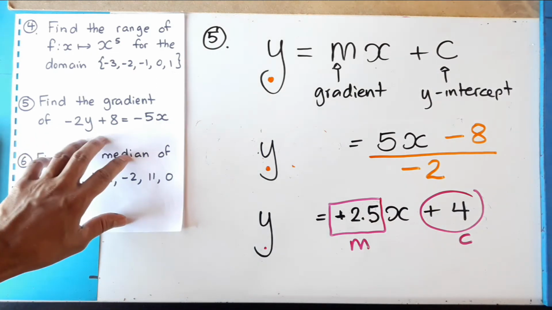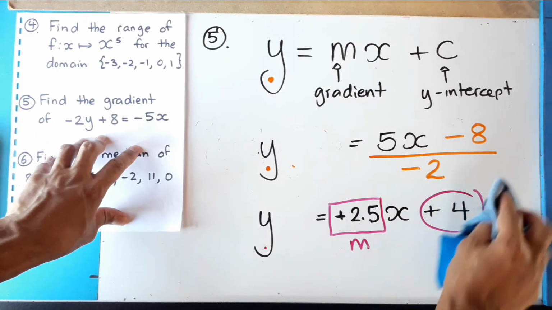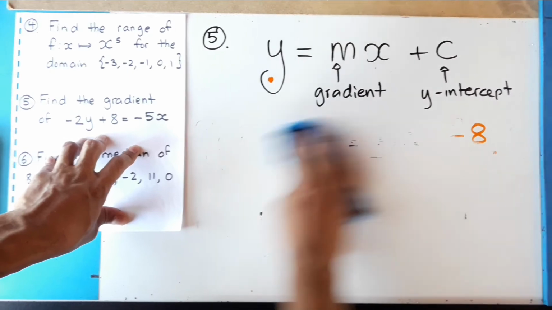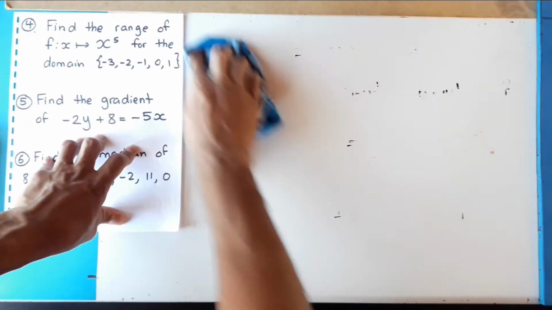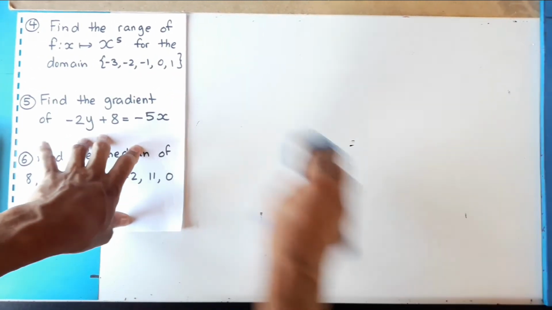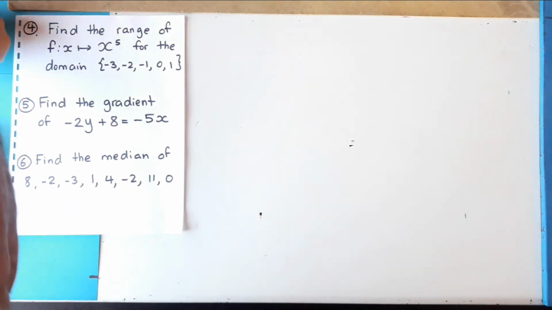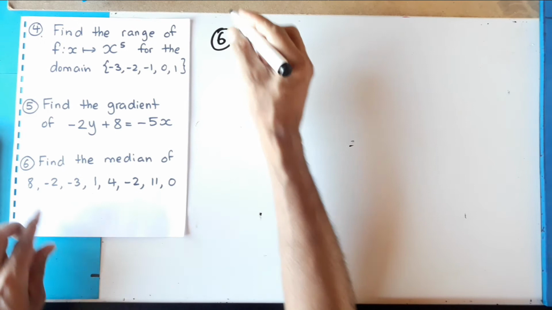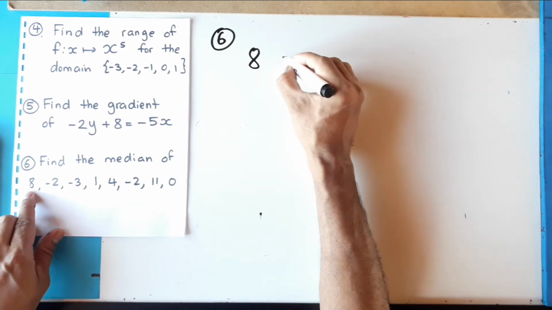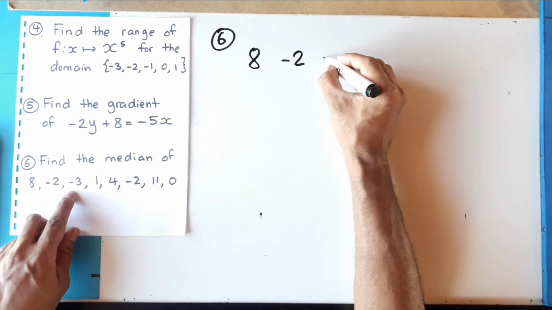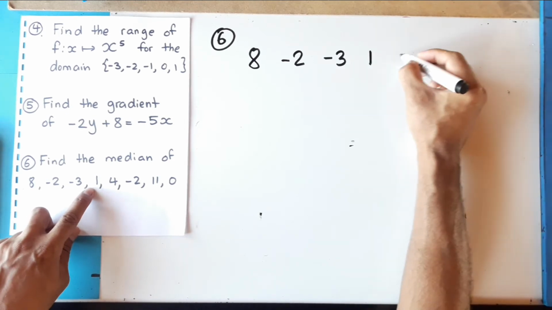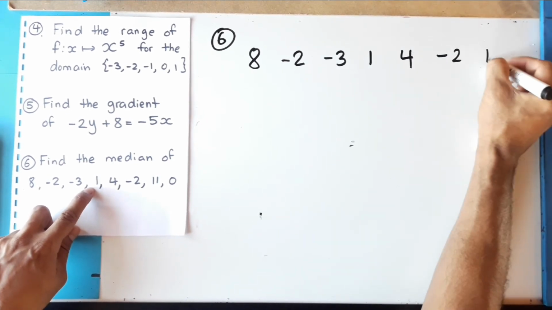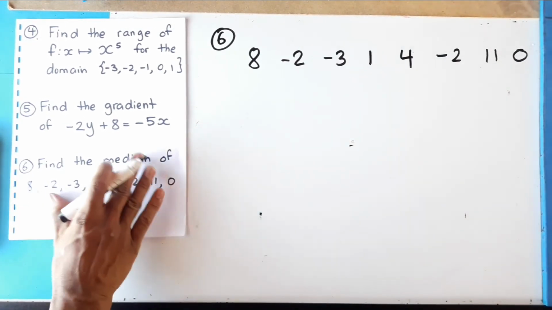So that's question 5. We're doing well. Question 6. Oh, median. I love these kinds of questions. Median means middle. So let's write down these numbers here: minus 2, minus 3, 1, 4, minus 2, 11, 8 and 0.